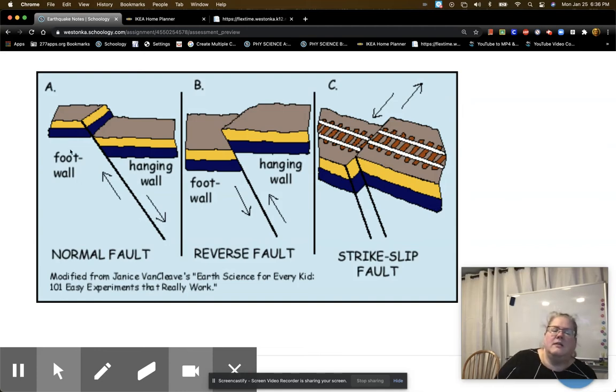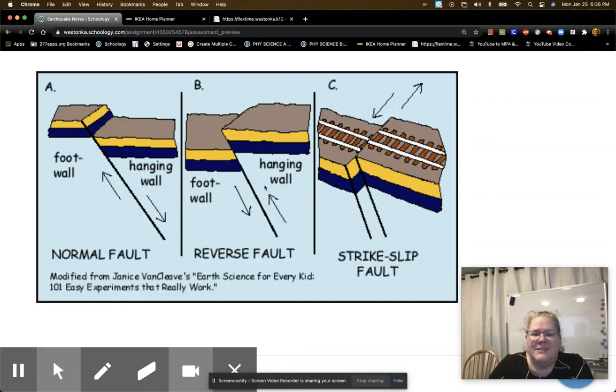A normal one slides down, a reverse one slides up. And the wall that either slides up or down is called the footwall. The hanging wall is the one that hangs and either moves up or down, just like a picture on the wall. And then we have something called a strike slip fault. That's the San Andreas, it's side to side.